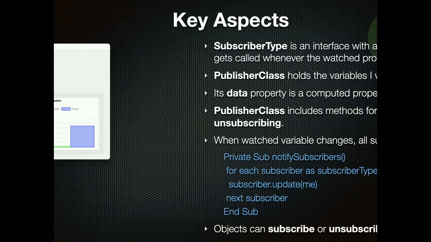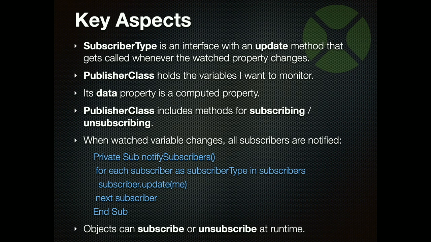And let me, I think I got one more screen here. Yeah. So the way that we do this might look a little complicated, a lot of text here, but it's really fairly simple. So the first thing we do is we have what's called a subscriber type. This is just a thing that I do. I put the word type at the end of my interface names. Just basically when I see that type on the end, it tells me that it's an interface. And so subscriber type is an interface. The only thing that's required is a method called update that gets called whenever the watch property changes.